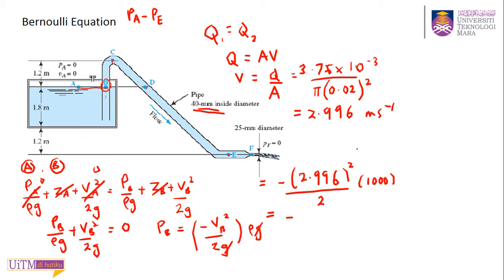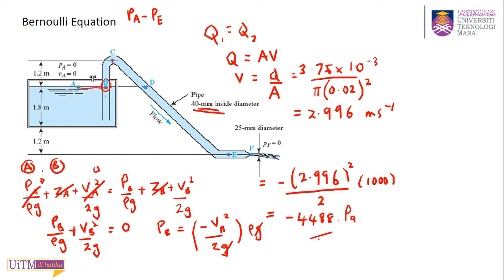Does anyone have the calculation? Negative 4488. Okay, so this is a unit. Don't forget your unit. What is the unit for pressure? Pa, Pascal. Okay, don't forget your unit.